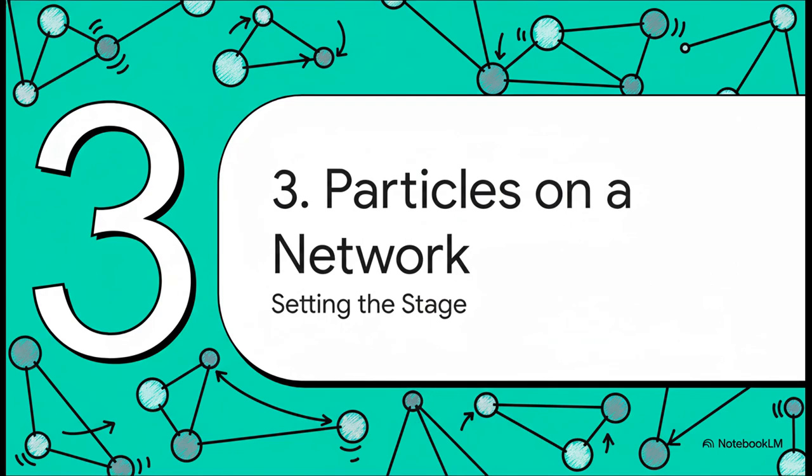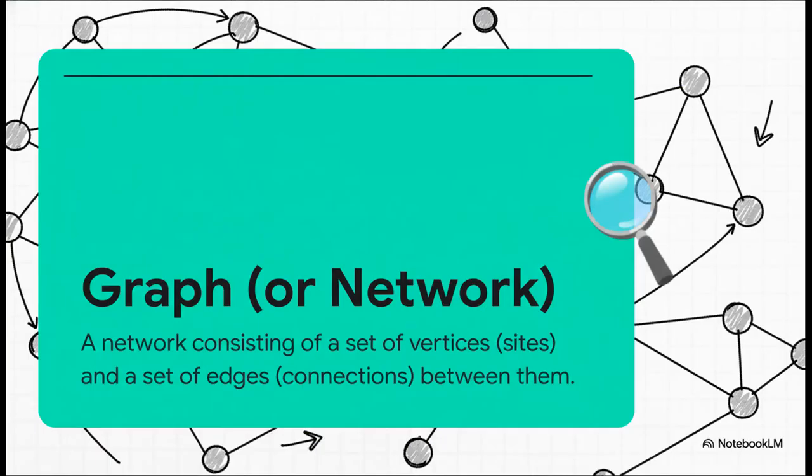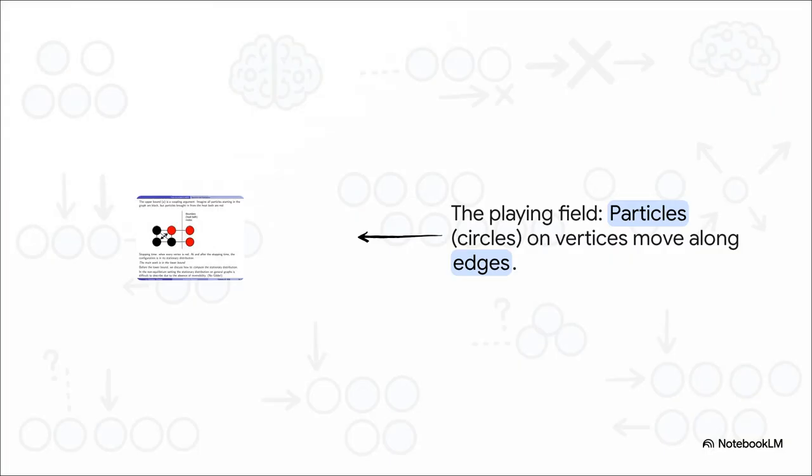So we have our particles and we have our rules. But where is this game actually being played? Well, this is where the idea of a network comes in. In the world of math, we call this playing field a graph. And don't let the name fool you, it's not super complicated. It's really just a set of dots, which we call vertices or sites, and a bunch of lines connecting them, which we call edges. This picture here shows it perfectly. Those circles, those are our particles, and they live on the vertices. The lines connecting them are the edges. Now, a particle can only travel along one of those lines to a neighboring spot, and of course, only if that spot is empty. That's our exclusion rule in action.